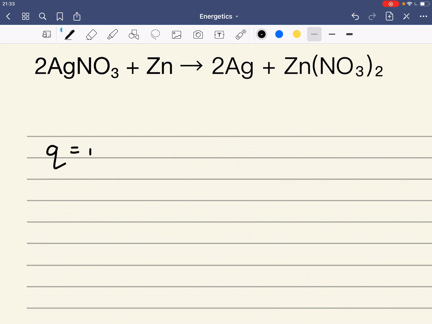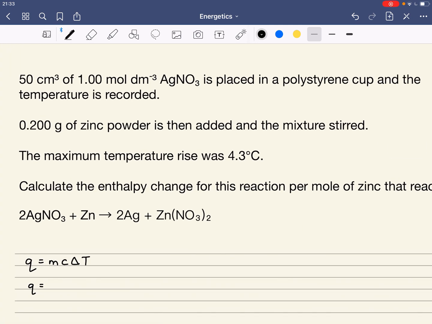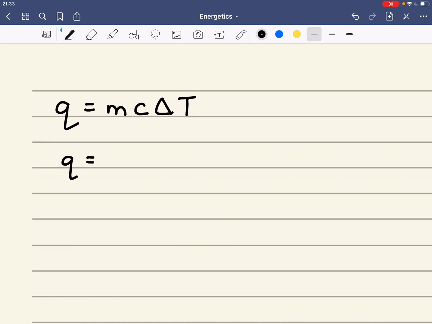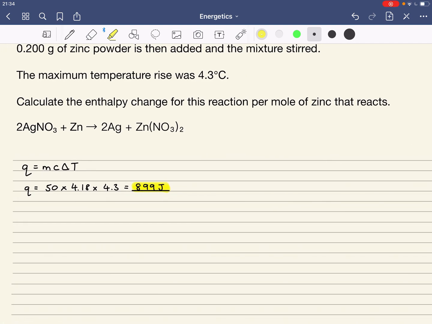First thing you do is, again, Q = mcΔT. Now the mass is equal to 50 grams. Please be aware that you do not add the mass of the solid. That's a big no-no. So it's not 50.2, it's simply 50. So this is 50 times 4.18 times 4.3. When you do that calculation, you get 899 joules. And we've got to work it out per mole of zinc that reacted.